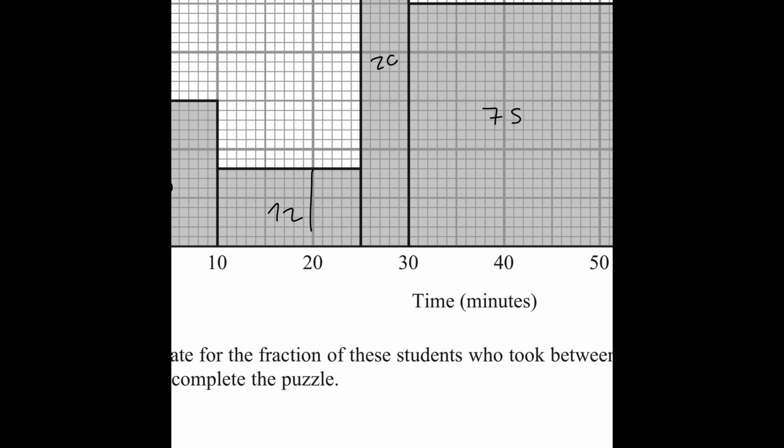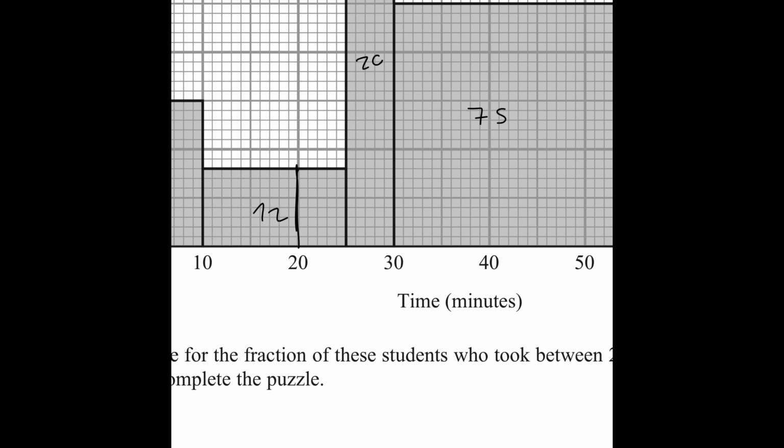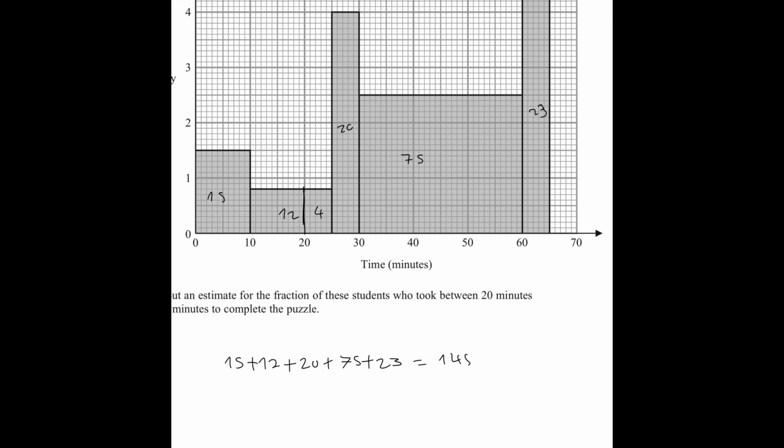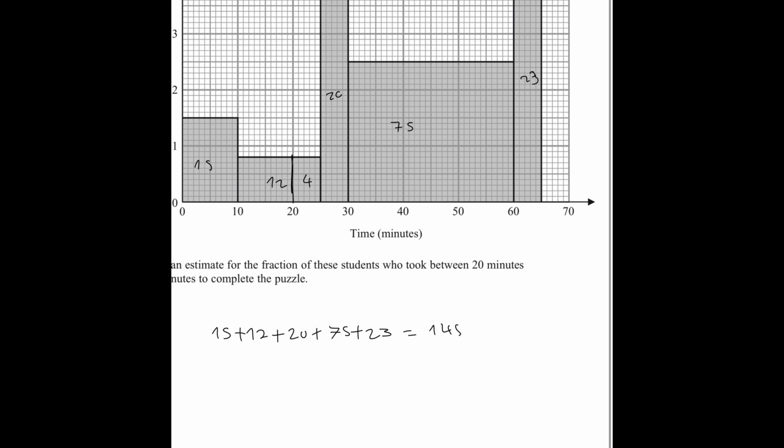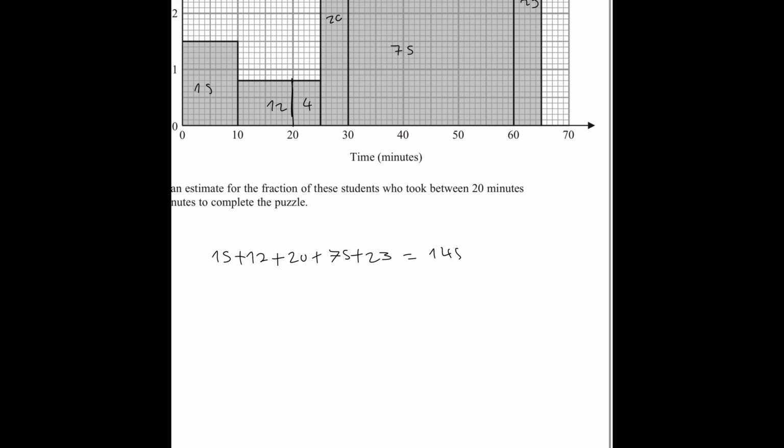Now, you want the number of students that took between 20 and 60. So here, and this little square is going to be 5 times 0.8, so it's going to be 4. And 60 ends here, so it's nicely cut off. So it'd be 4 plus 20, 24, plus 75, which is 99. So the fraction is going to be 99 over 145. Should be the answer.